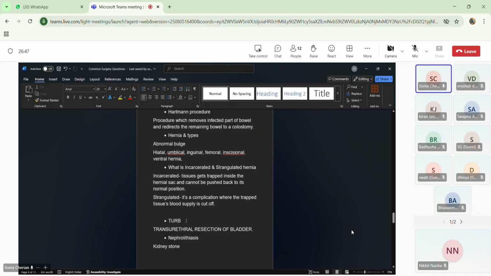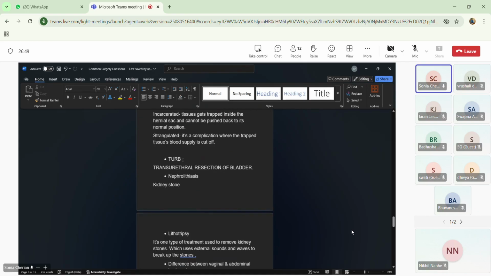Okay, then I told you about TURB, right? Transurethral resection of bladder. So whenever you're coding for transurethral resection of bladder, you need to check the size of the bladder tumor. That is very important, whether it is small, medium, or large. Okay, so that is very important in order to code for transurethral resection of bladder. Then they'll ask you what is nephrolithiasis. So I can say nephrolithiasis is nothing but stones found in the kidney or renal pelvis.